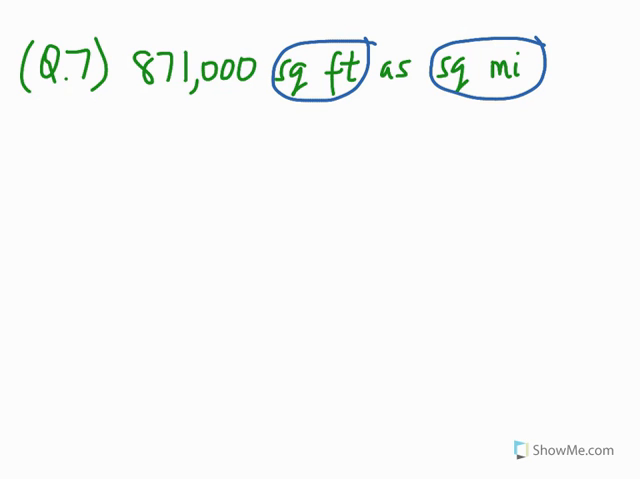Now, what we do have is a relationship between square feet and acre, and also square mile and acre. We don't have any direct relationship between square feet and square miles in the table I gave you. But we have somebody in between. And that person in between is the acres.